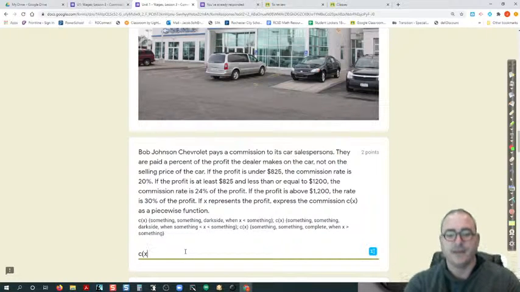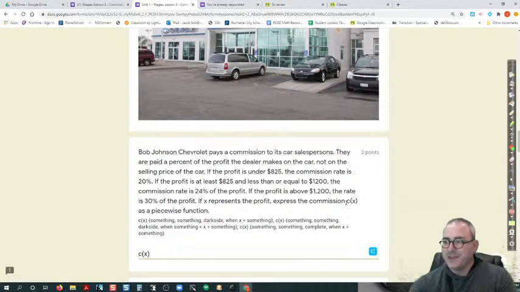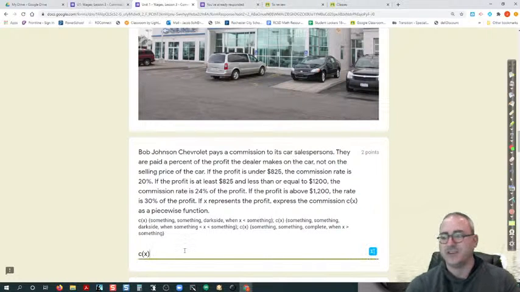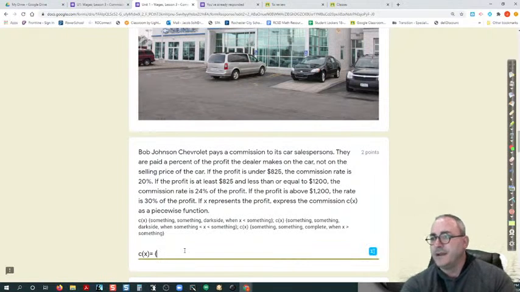So c of x is going to be my function, right? And I got that because it tells me to represent this function as the c of x. The problem told me what to call this. C of x is going to equal, all right? I'm going to use this bracket as my first line of this, right? So here's how I have to do it.